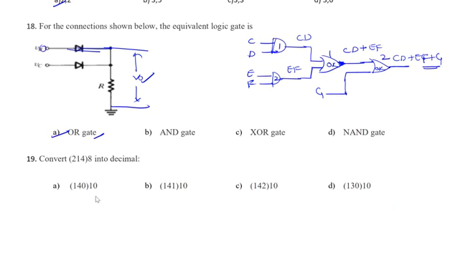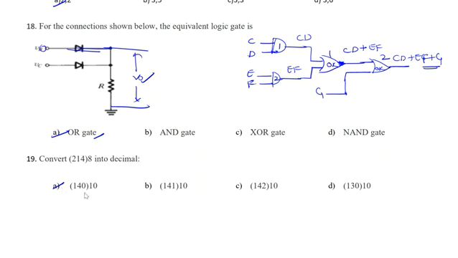Now convert 214 base 8 into a decimal value. Now how are we going to convert this octal value here? Yes, what will be the answer here? So the answer for this question is A here.